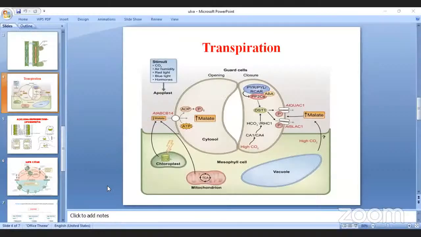In mineral nutrition, the main topic is essential elements. These essential elements are macronutrients and micronutrients. Just remember all these micro and macronutrients.